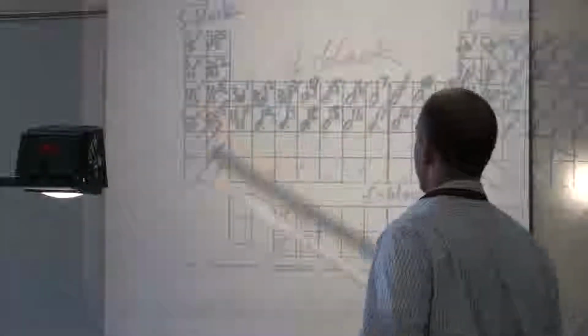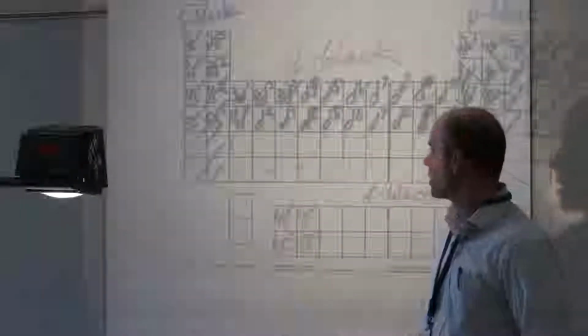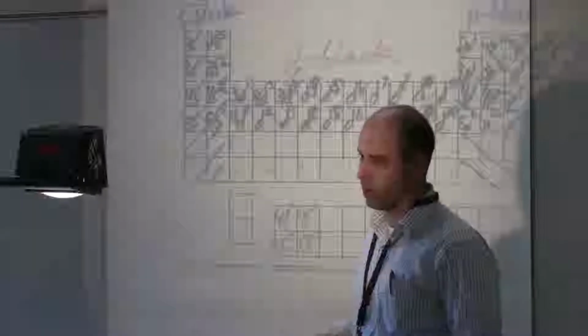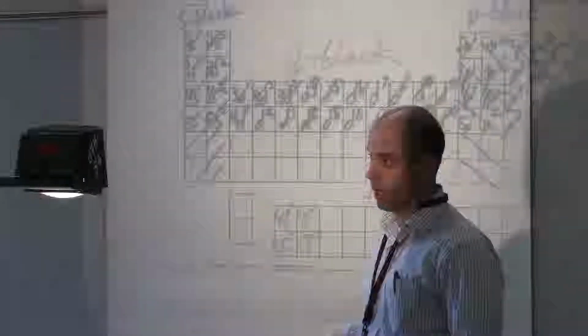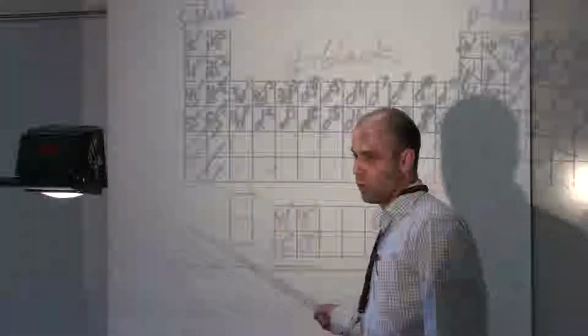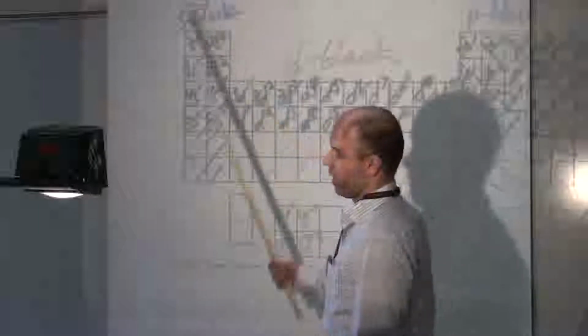So in the first group, the alkali metals, they all explode when you put them in water. And hopefully I'll demo this Friday or Monday. But they all explode when you put them in water. Why? Because they all have one valence electron.